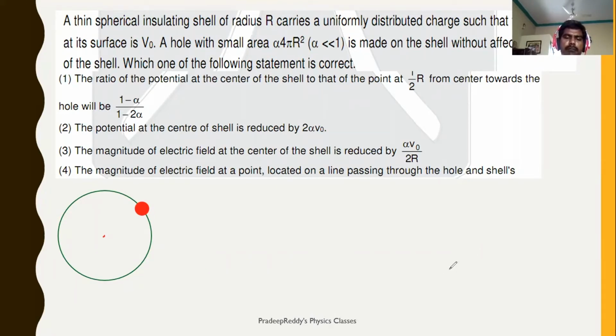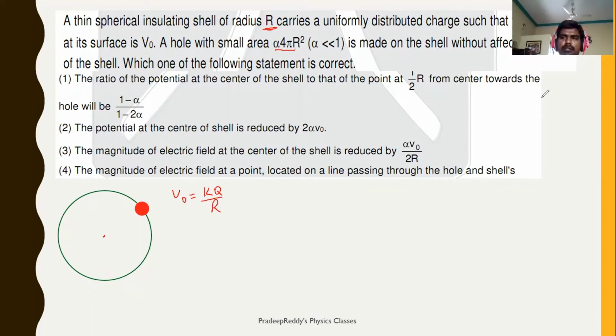As a part of that, the first question which we are seeing now is asked in JEE Advanced 2019, and in this question it has been given: a thin spherical shell of radius R carries a uniformly distributed charge such that the potential on its surface is V0. Initially its potential on the surface is equal to KQ divided by R. A hole with small area alpha 4 pi R square, alpha less than 1, is made on the shell without affecting the rest of the shell. Which of the following options are correct?